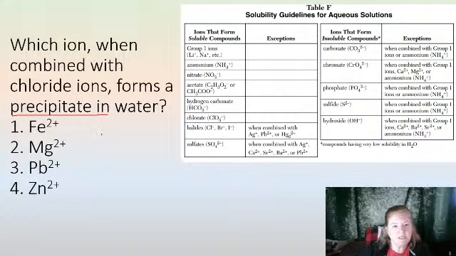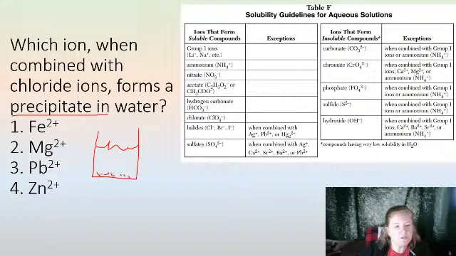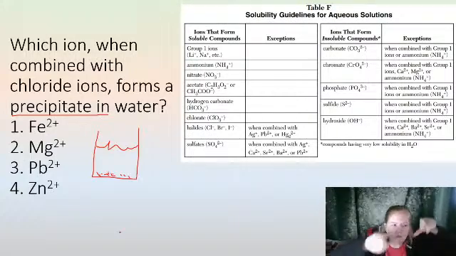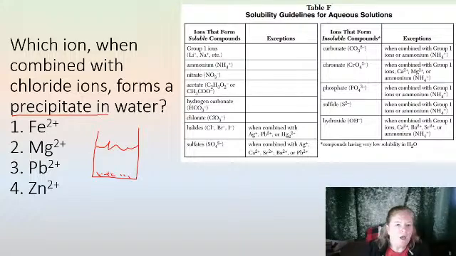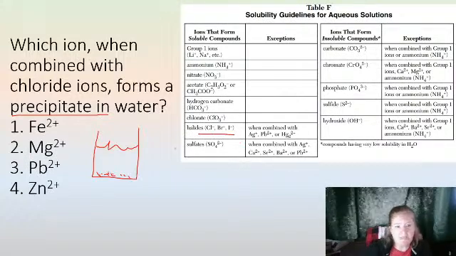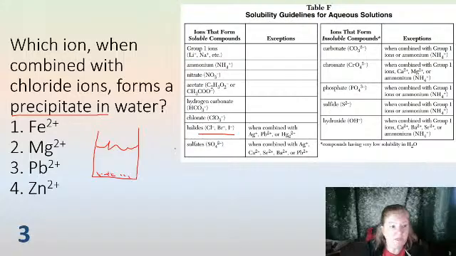Which ion, when combined with chloride ions, forms a precipitate? So what is a precipitate? It's when you have a solid and a liquid, and then the solid settles out. Sometimes that forms from a saturated solution that comes from a supersaturated one, but also if you take two liquids and mix them together. Again, this one is looking for, with chloride, which one is the exception. And it's Pb in this case.